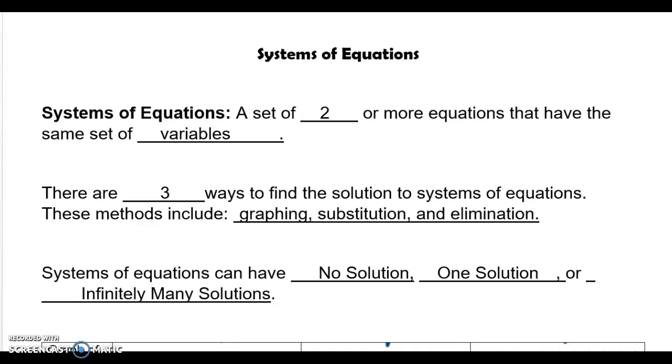All right, systems of equations are a set of two or more equations that have the same set of variables. So feel free to pause as you're writing at any time. There are three ways to find solutions to systems of equations. These methods include graphing, substitution, and elimination. Systems of equations can have no solution, one solution, or infinitely many solutions.